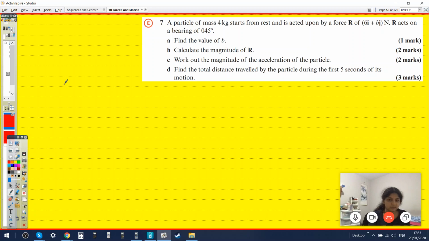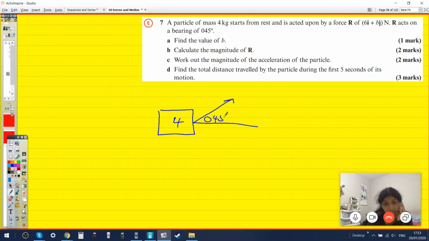Yep. Because we only did forces at an angle this year, so I don't think it's in our mock. I just want to make sure about this one. I don't think that's what they're referring to. Let me just check. Particle of mass where it starts from rest and is acted upon by a force. So I suppose it's an angle. Or acts on a bearing of 45 degrees.